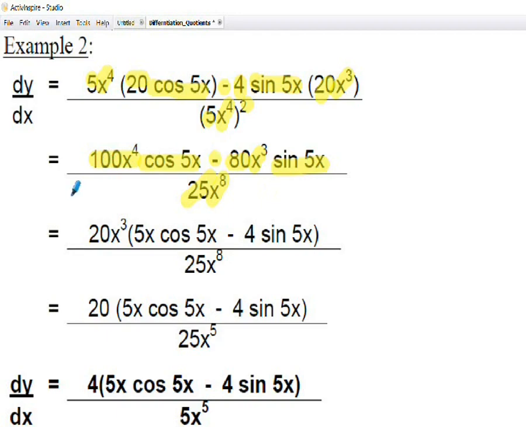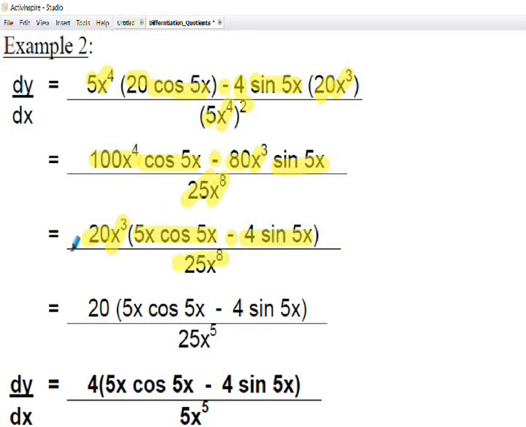Now I'm factorising. I can see that 20 is common to both terms in the numerator, so 20 comes outside, and the highest common factor for the x is x cubed in this case. This will then leave me inside the bracket 5x cos 5x and take away 4 sine 5x. If you expand the brackets there, you'll get back to the previous line. I've left the denominator the same here.